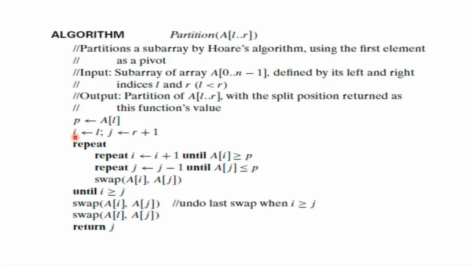Then we need to define two indices. The left to right scan index, that is i, is initially given the value of L, and j is the right to left scanner index, that is given a value one more than the rightmost element. So we are going to repeat these steps until i is greater than or equal to j.